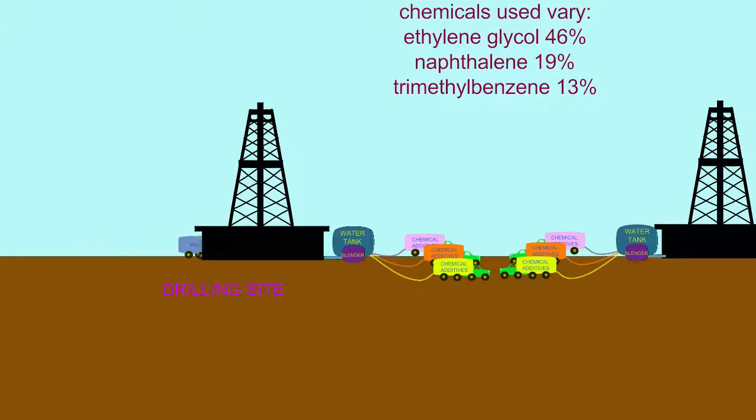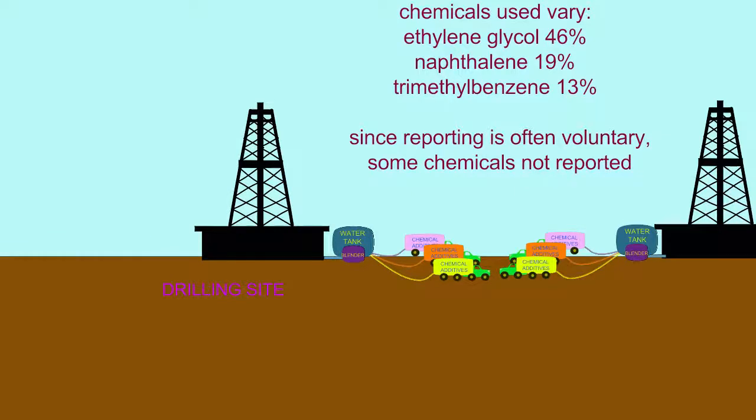The chemicals can also vary depending on the drilling company, the community, and a host of other variables. And so therefore, while ethylene glycol can be used, it has been reported in 46% of the disclosures, so that 54% of the disclosures did not report using ethylene glycol. Naphthalene used in 19% of disclosures, trimethylbenzene at 13%, and so the chemicals can vary from well to well.